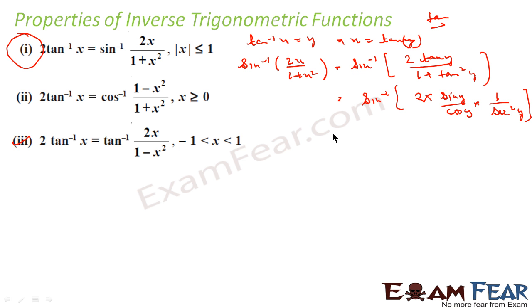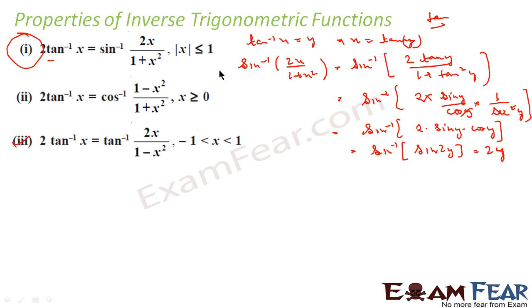If you solve it further, this becomes sine inverse 2 sine y into cos y. Why? Because cos y and sec y cancel, and 1 by sec y becomes cos y. So this is nothing but 2 sine y cos y, that is nothing but sine 2y. So this is sine inverse of sine 2y, and that is nothing but 2y.